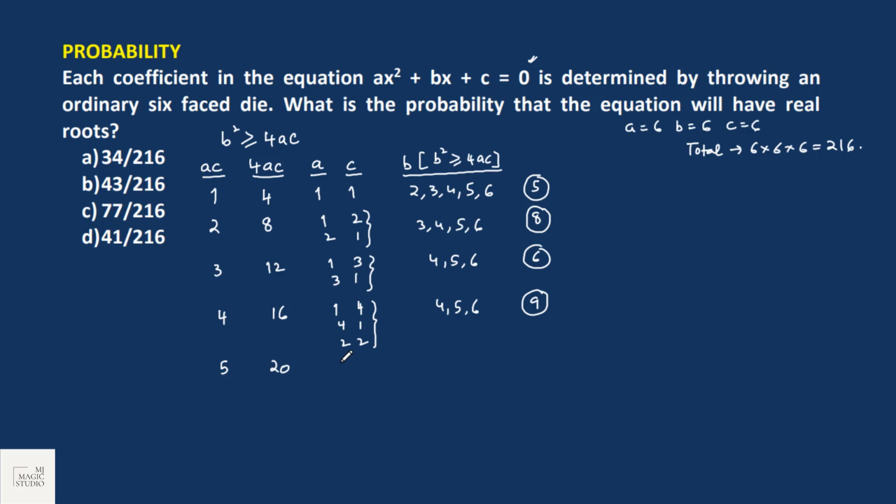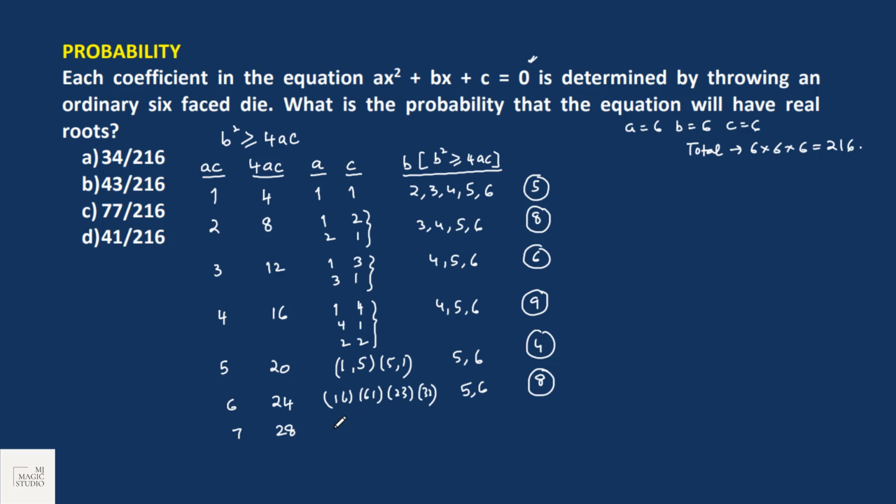a into c is 5, 4ac is 20, and we can have 1, 5 or 5, 1. For 20, b square, that means 4 square, which is 16, is impossible. So 5 and 6. 2 into 2, 4 cases. Next, a into c is 6, 4 times 6 is 24. Now how can we have 6 with a and c? 1, 6 or 6, 1, 2, 3 or 3, 2. That means 4 cases. And for 24, b square should be 25 or more, so 5 and 6 are possible. 4 into 2, 8 cases possible here.